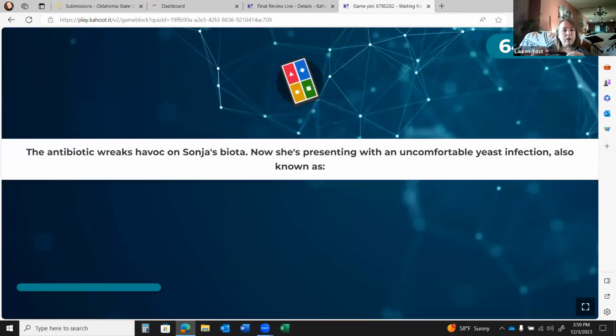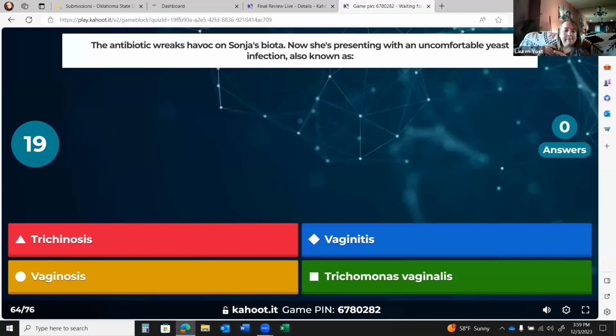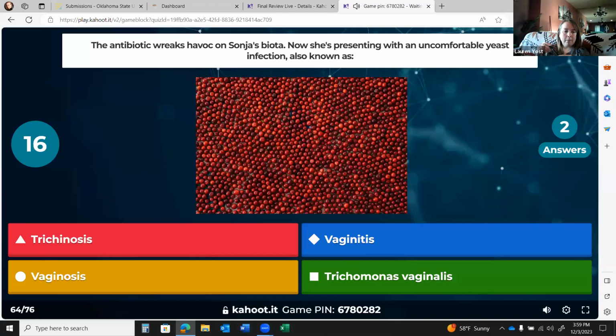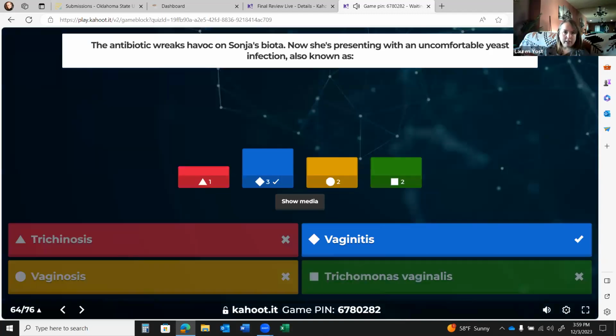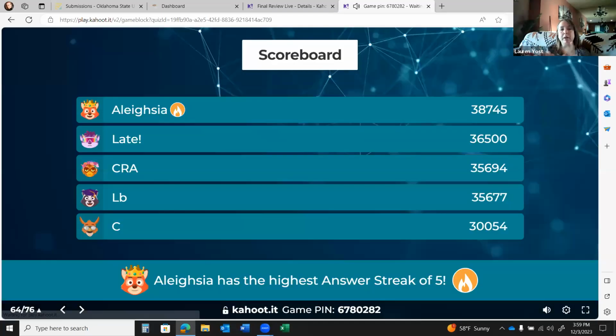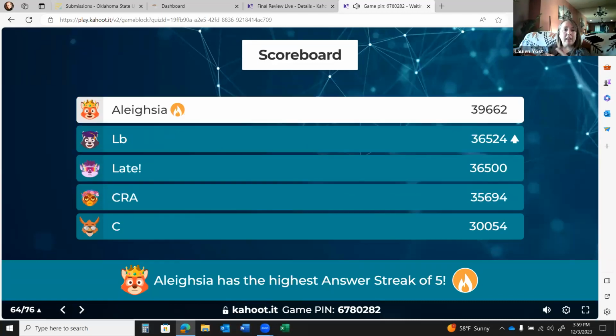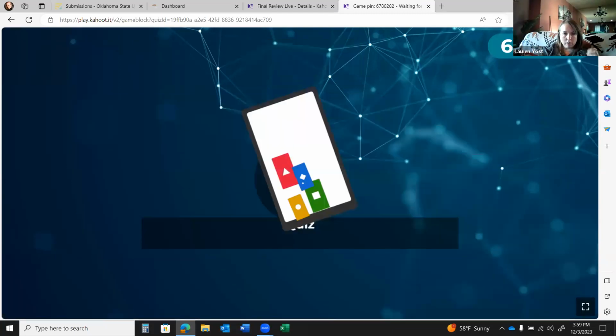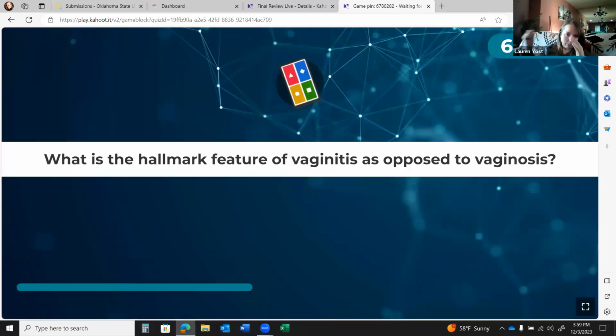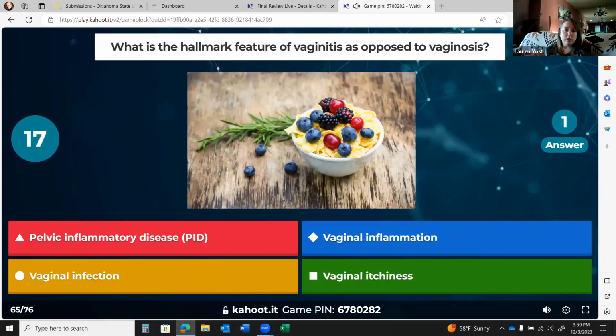Antibiotic wreaks havoc on Sonia's biota. Now she's presenting with an uncomfortable yeast infection, also known as. All right, vaginitis is the answer here. So inflammation of the vagina is part of this. That can be caused by two organisms, the yeast Candida albicans or Trichomonas vaginalis, which is sexually transmitted, which kind of went over in the other review. So what is the hallmark feature of vaginitis as opposed to vaginosis? What's the difference?